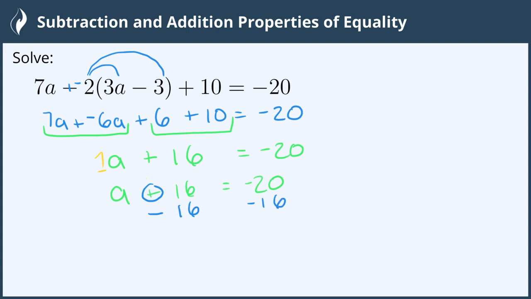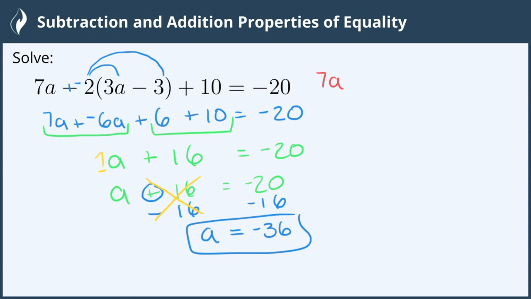A positive 16 minus 16 is 0, or we can say that it cancels. This leaves us with the variable a. Negative 20 minus 16 gives us negative 36. We can be done here, or we can check to see if our answer is correct by substituting it into our original equation for every variable.